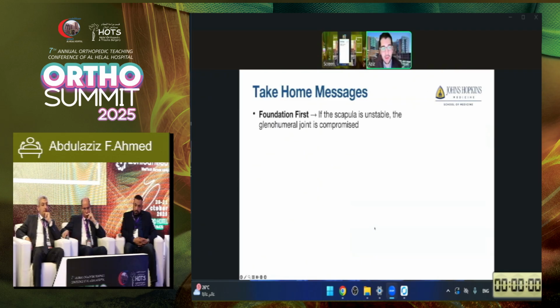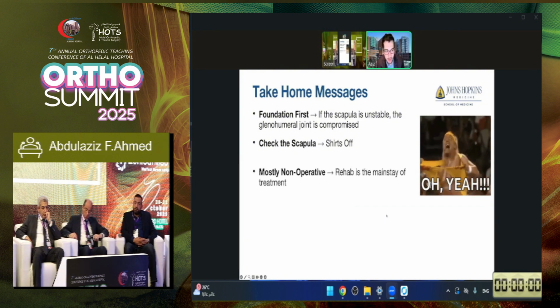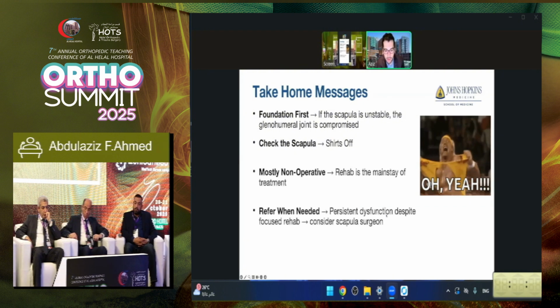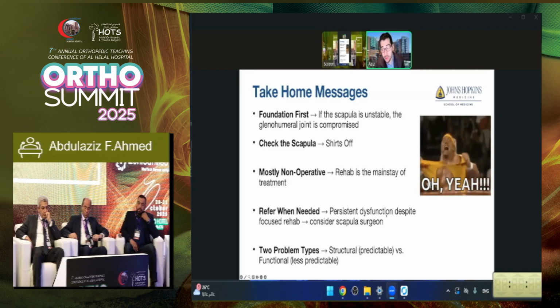just a take-home message, I think foundation first, the scapula is unstable, the ligament movements will be compromised. Take the scapula, the curiosity, mostly non-operative fusion, so that's a good thing about it. And refer when needed to scapula surgery or shoulder surgery. And there are two problems, structural, which is predictable, but also you get functional problems, which are less predictable as well. Thank you.